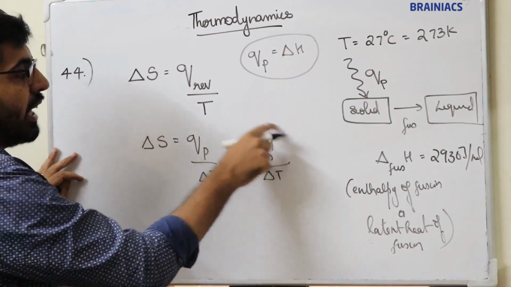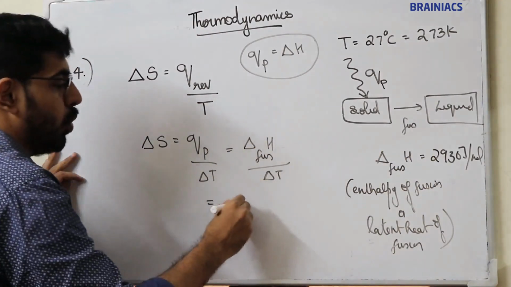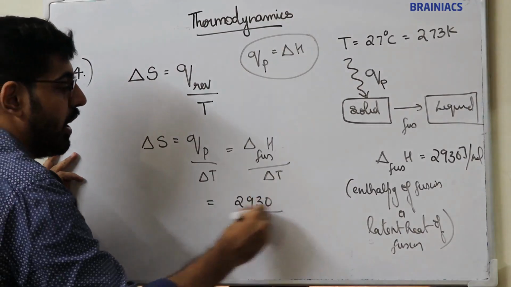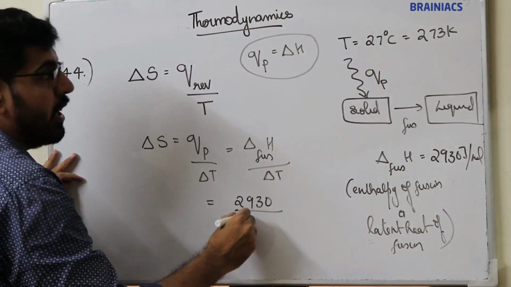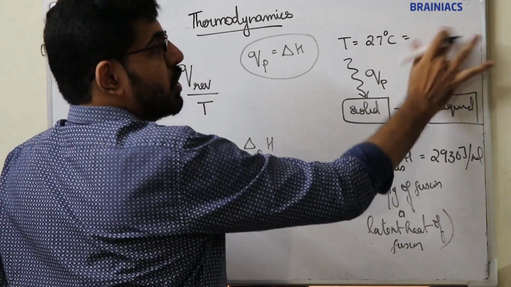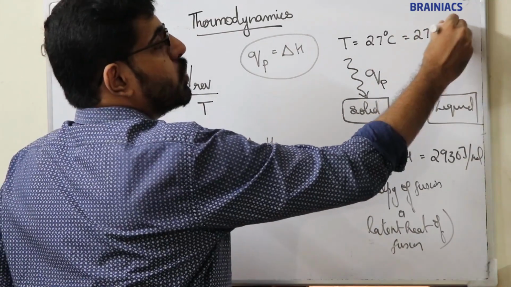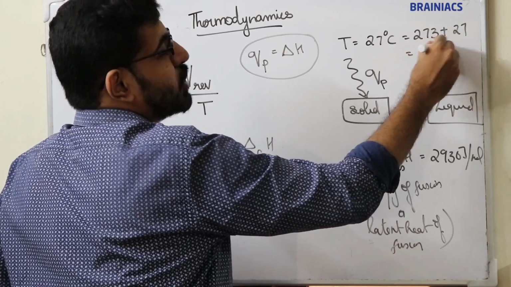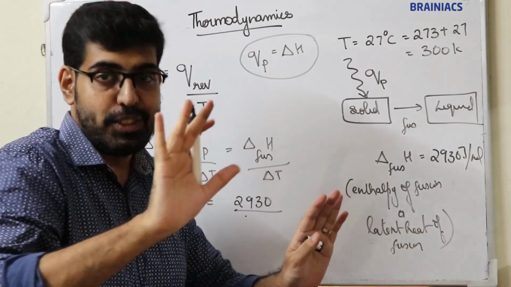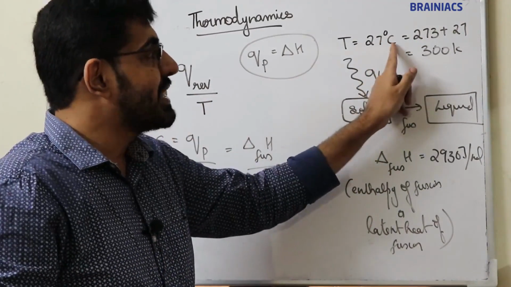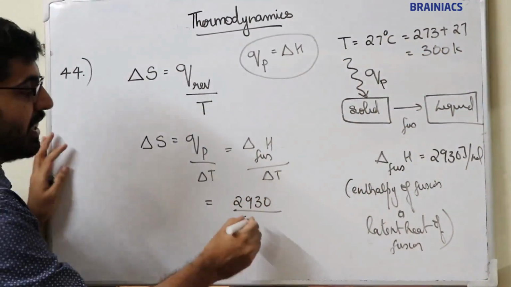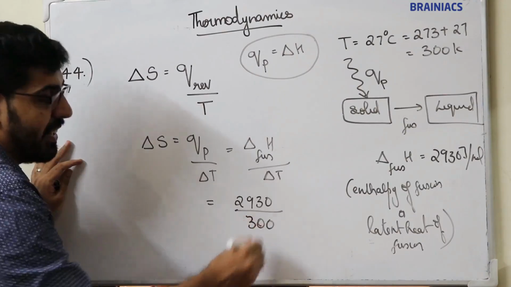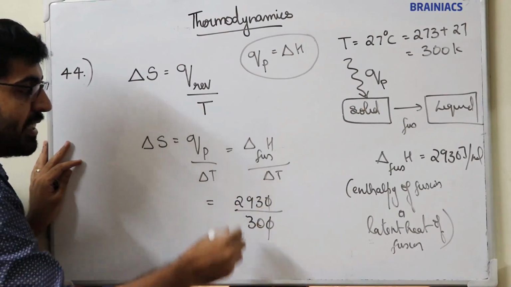That is, enthalpy of fusion is given as 2930 divided by the temperature, 273 Kelvin. Then, 27 degrees Celsius means 273 plus 27, which is equal to 300 Kelvin. So divide by 300. These two will cancel each other.